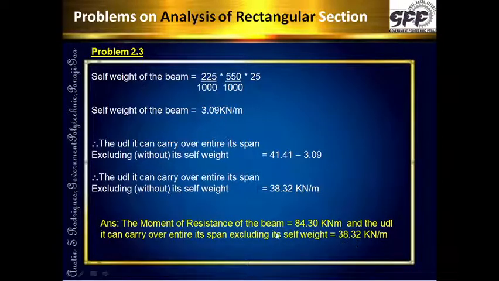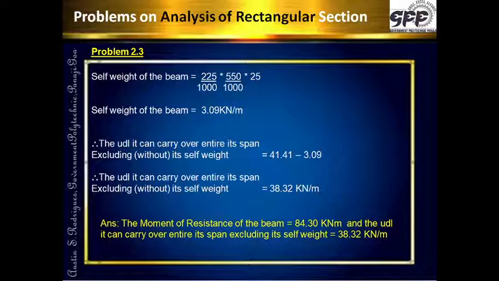We can say that the UDL which it can carry over its entire span, excluding its self weight, can be 38 kilonewton per meter. Absolutely nothing wrong with that. Or the best, leave it as it is, 38.32 kilonewton per meter. Practically speaking, the fraction .32 becomes difficult to judge, so it is better to round it off on the lower side. So that's how we solve the problem.